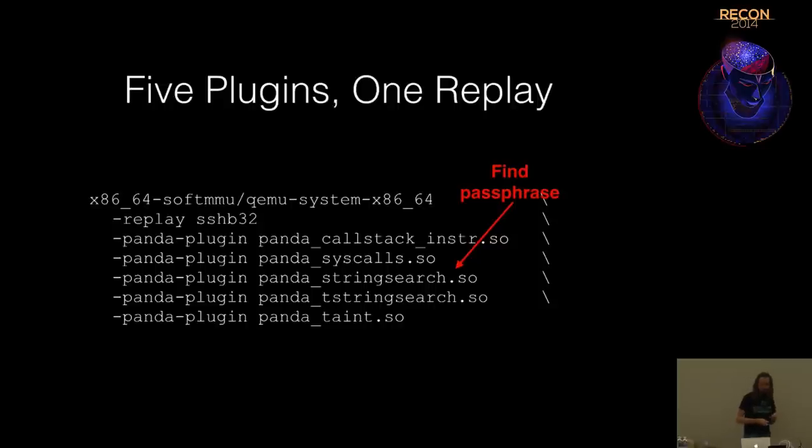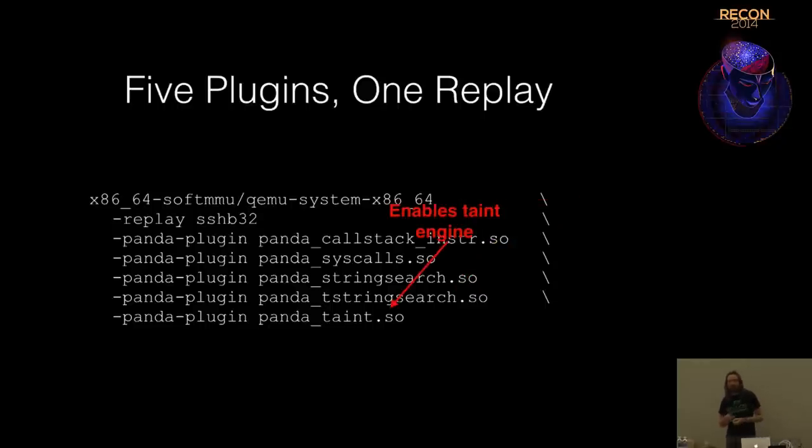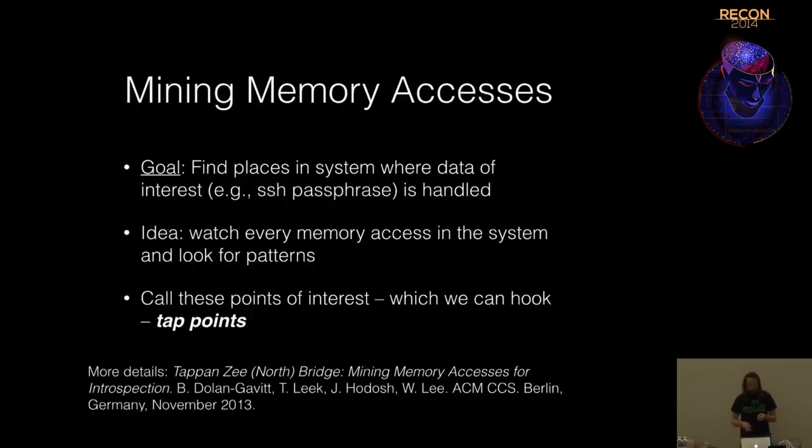This next one is string search. What it's doing is looking at every memory access, trying to see if a certain string is passing through at any of these points. If it does see that, it's going to apply taint to the passphrase. And finally, the taint engine is going to be responsible for propagating the tainted data through all of the code that's running. OK, let's talk about each of the steps in detail. How do we actually go through and find out where this passphrase is being used?